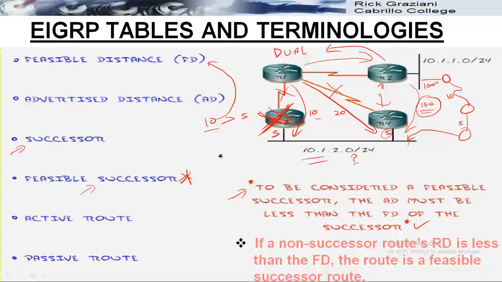You'll have sub-second convergence. Why we need that is, of course, nowadays we have real-time traffic when you talk of things like VoIP. So this is important in today's networks.